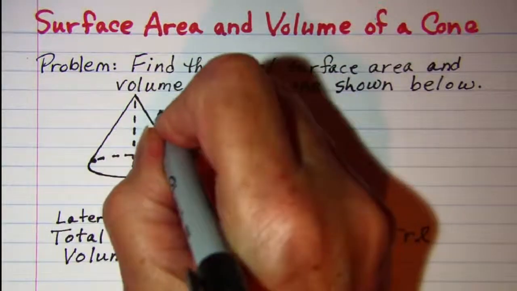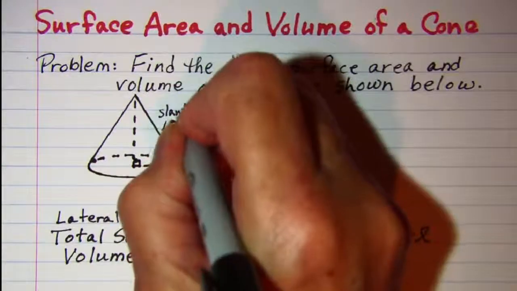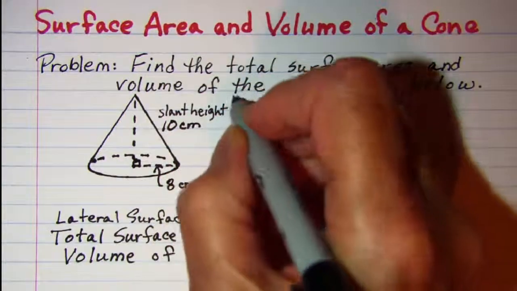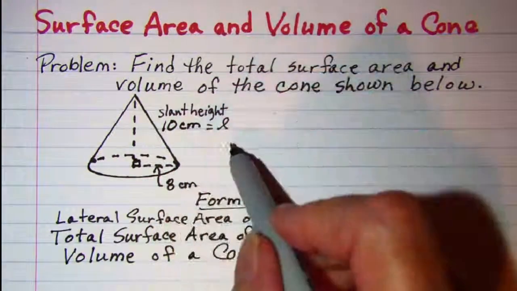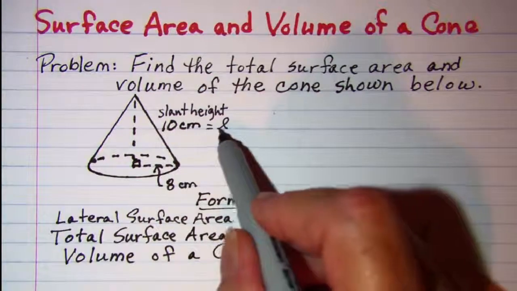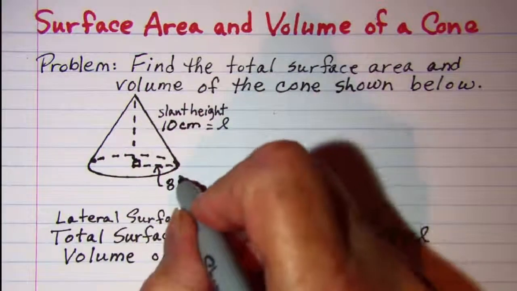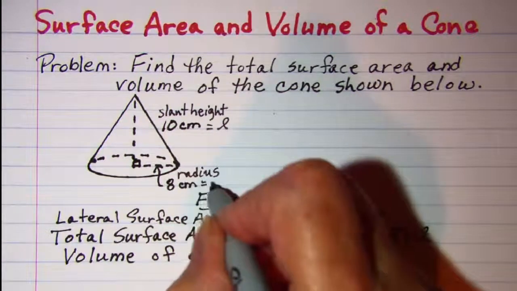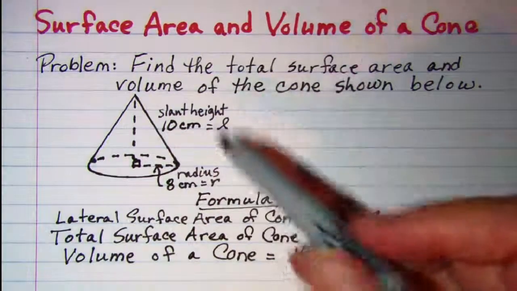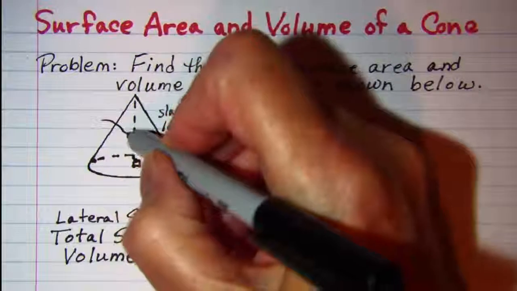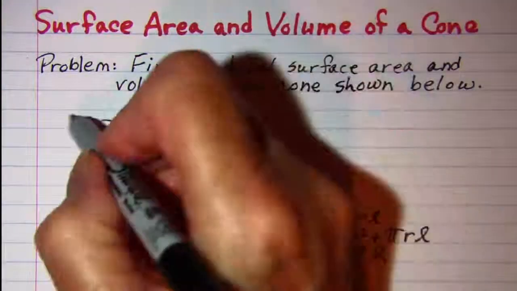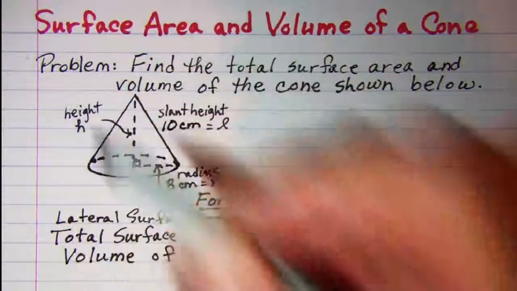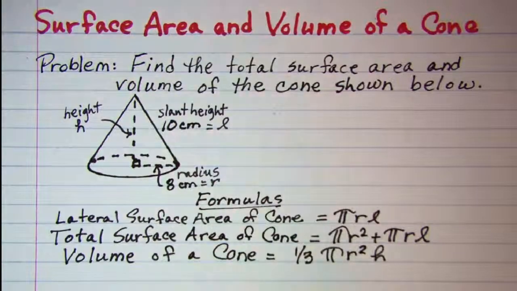So this is the slant height, which is usually L. That's the variable that we use to indicate the slant height. And then this is my radius, and that's R. Notice also that the height is not given, and that's H. And so we'll have to find the height.